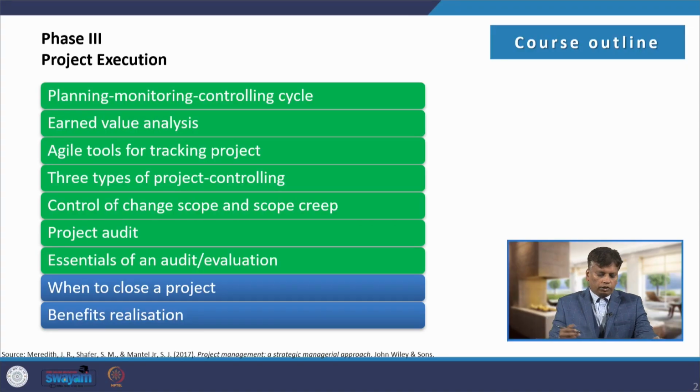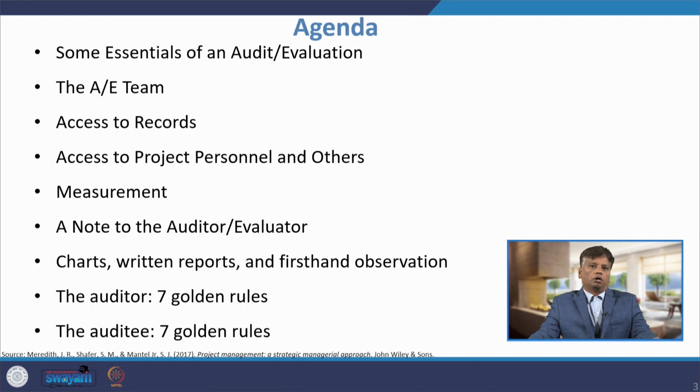Dear students, we are discussing project audit. In this lecture, we will discuss some more important concepts on project audit, that is, essentials of an audit or evaluation. In the previous lecture, I discussed the project audit. In this lecture, we will study more concepts with respect to audit.